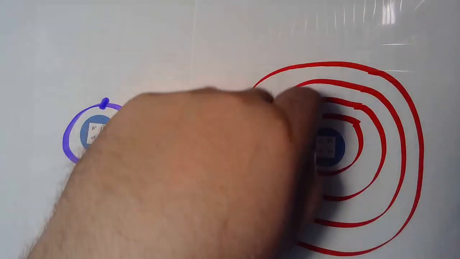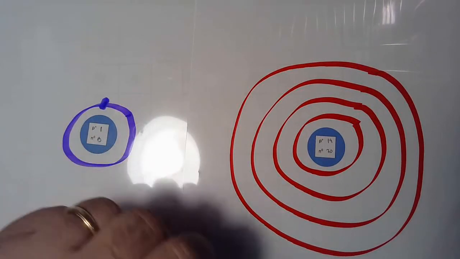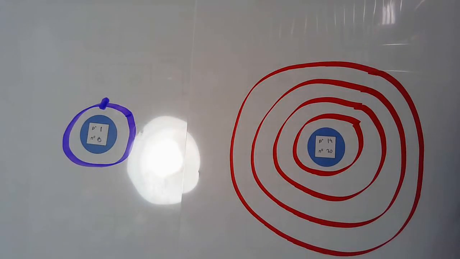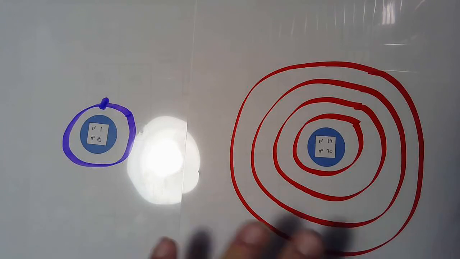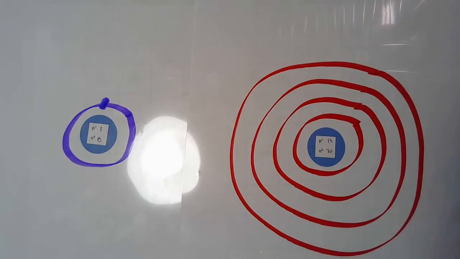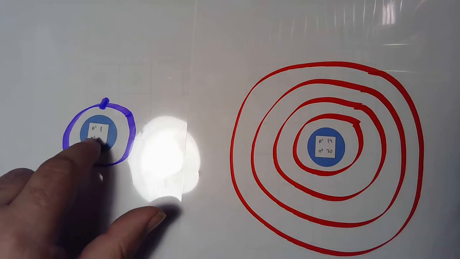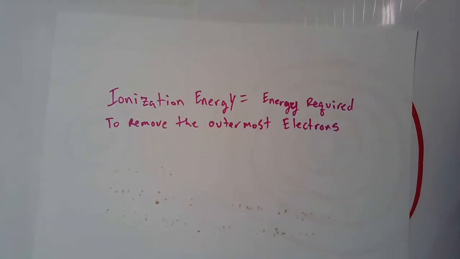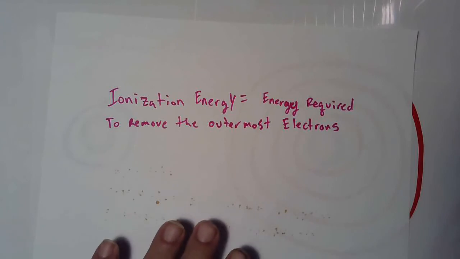If the nucleus is exerting force over the outermost electron and it's really, really far away, would it be easier or harder to take those electrons away, the one that's furthest away? In group one, there's only one in the outer shell. Would it be easier to take an electron from close to the nucleus or one that's farther away from the nucleus? This is a trend known as ionization energy, which is the energy required to remove the outermost electrons.